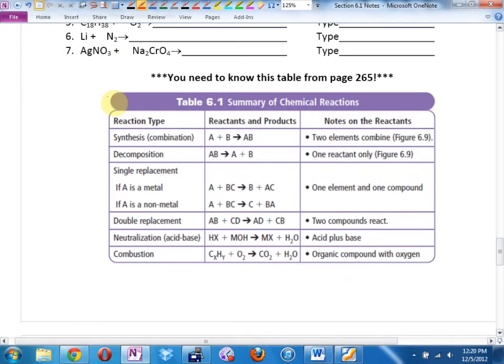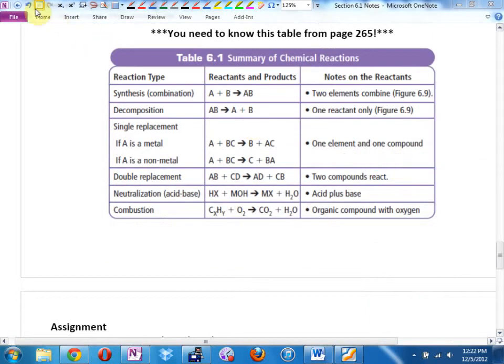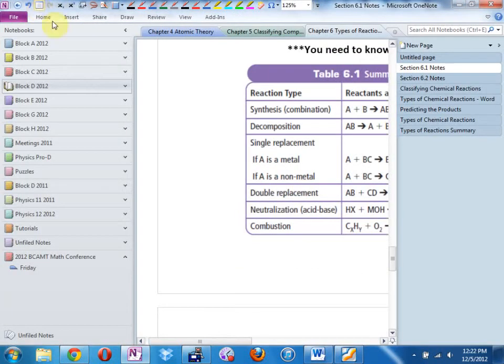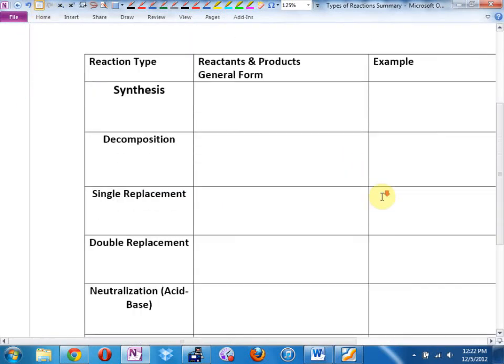I wrote down here, you need to know this table from page 265. This is the summary of everything. In fact, have patience. I just gave you this handout. Quiet, please. You with me? You back? Here we go. Let's fill this in together.